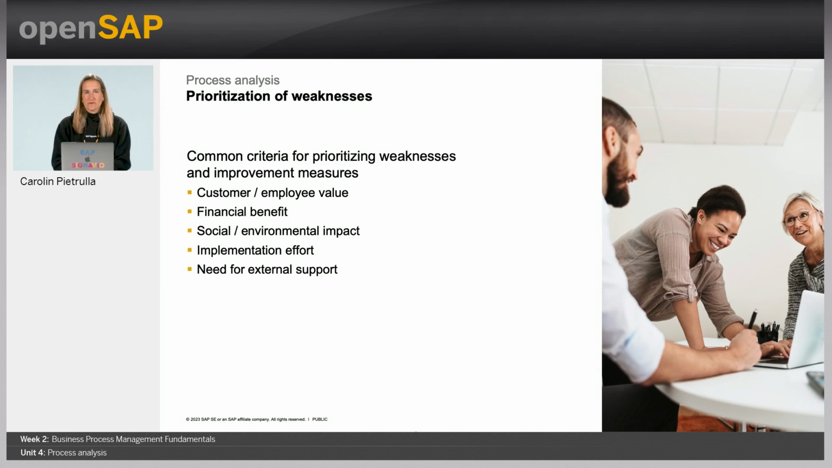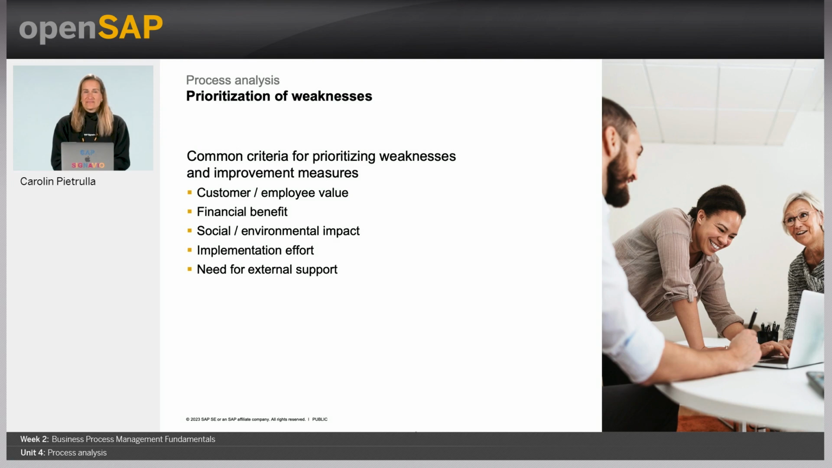Most importantly, of course, is the customer or employee value, which the improvement would lead to. For all profit-oriented organizations, the financial benefit must also be a very important criterion. Over the past 5 to 10 years, the topic of social and environmental responsibilities has become more and more important, and it should also be considered in your decision.